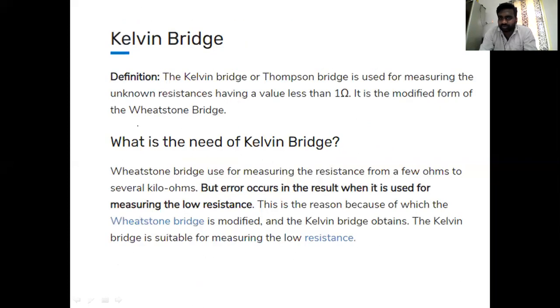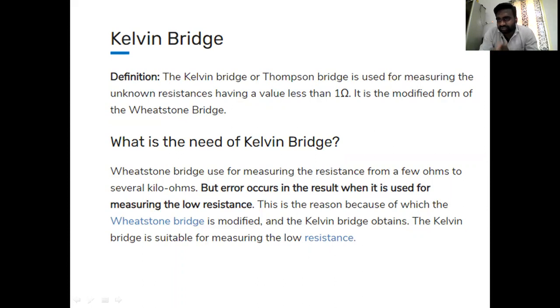Before going into Kelvin's double bridge, we are familiar with Kelvin's bridge, for which we went through some of the mathematical analysis in the previous class. I updated the presentation with some of the queries asked by you. So let us go through the discussion. If you have any further doubts, just let me know in the chat box.